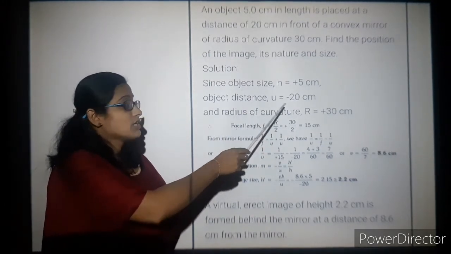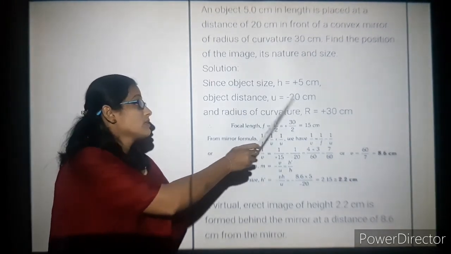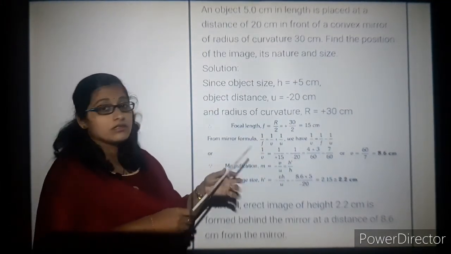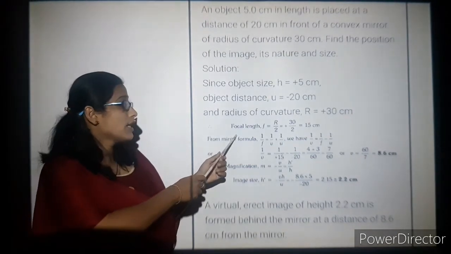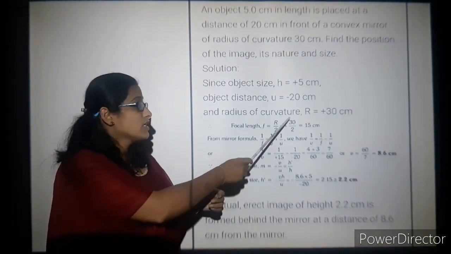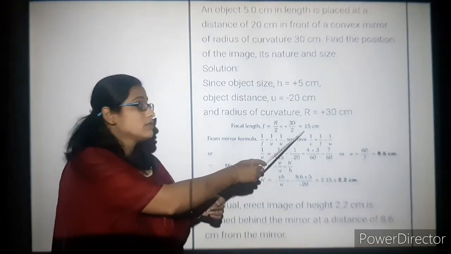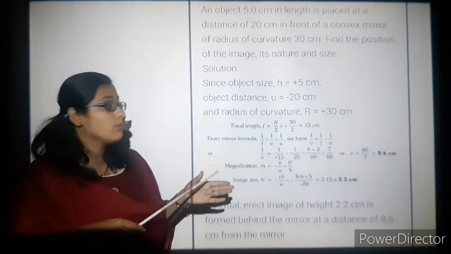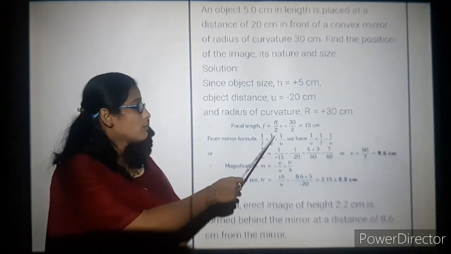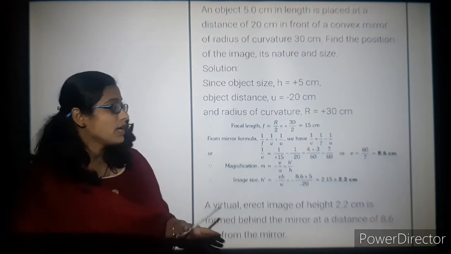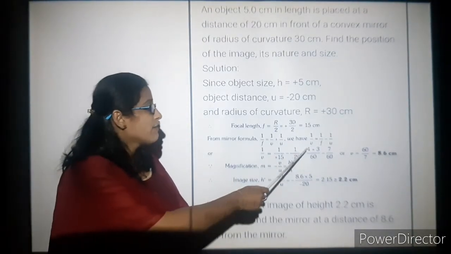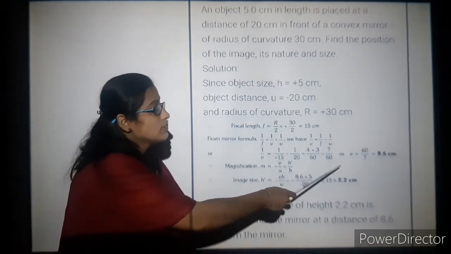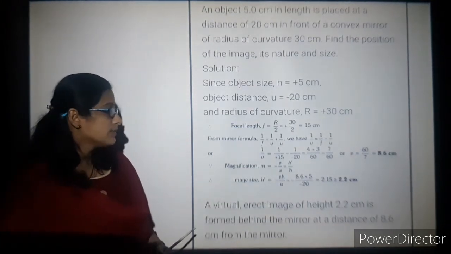Object distance is given as minus 20 centimeters. U is minus 20. You need to refer to it as minus. So radius of curvature is 30 centimeters and your focal length is R by 2. So plus 30 by 2 is your answer, that is focal length is 15 centimeters, and substitute with reference to the formula, that is 1 by F is equal to 1 by V plus 1 by U. So we have 1 by V is equal to 1 by F minus 1 by U, and substitute the values and you will be getting the answer as 8.6 centimeters.